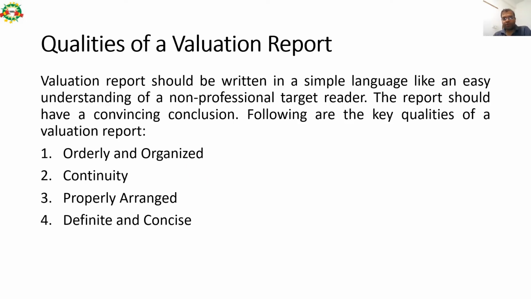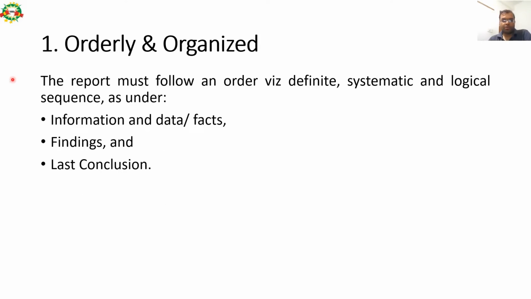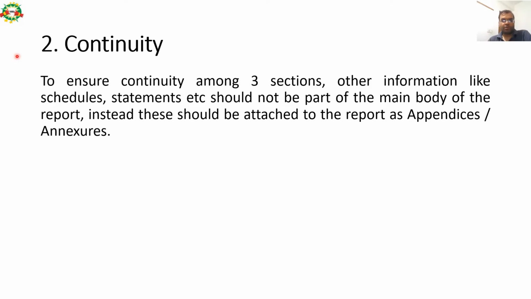Number 1, it should be orderly and organized. There should be continuity in the report. It should be properly arranged, and it should be definite and concise. So what is the meaning of orderly and organized? The report must follow an order which is definite, systematic and logical sequence as under: information and data, facts, findings and last conclusion should be in order and properly organized. So continuity, to ensure continuity among 3 sections which we discussed in the previous slide.